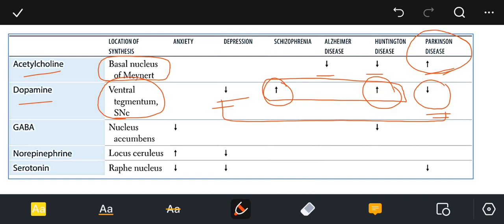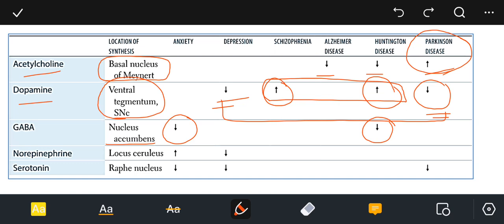Then talking about GABA, GABA is produced in the nucleus accumbens. It is decreased in anxiety, and it is decreased in Huntington disease. This thing that it is decreased in anxiety makes sense because in anxiety your brain is hyperactive, which means that the inhibitory neurons are inhibited. There is no inhibition of your brain, so the GABA level in the cases of anxiety is decreased.